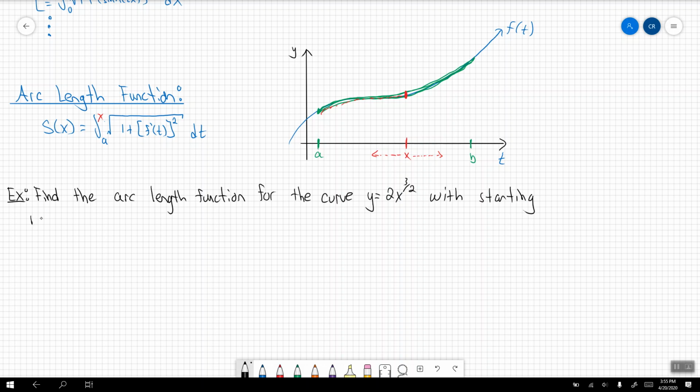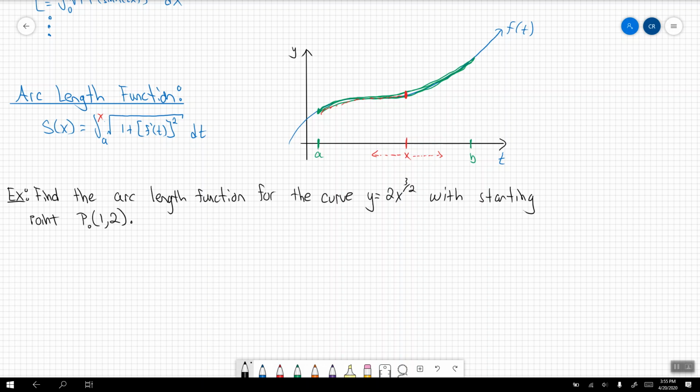Starting with a starting point. There we go. Sorry, I'm trying to talk and write at the same time, and it's not faring well for me. Here we are. Perfect. All right, so this is what we want. We want to be able to find the arc length function for this curve starting from the point P0, which is given as the ordered pair (1, 2).